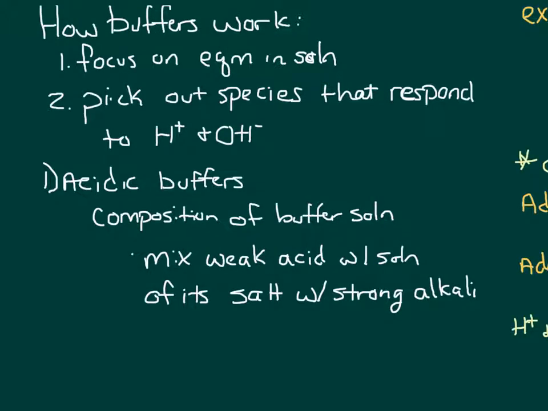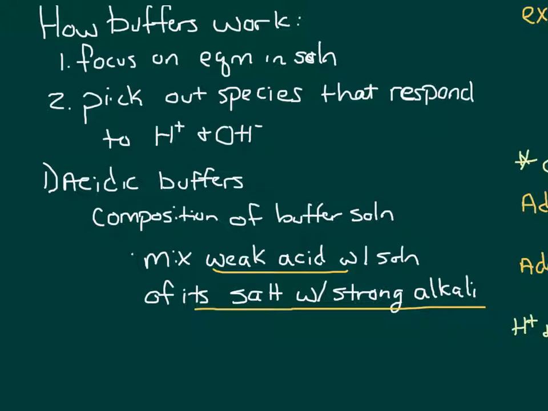How do buffers work? The first thing we need to focus on is the equilibrium equation that occurs in the solution. Then we need to pick out a species that will respond to either the hydrogen ions present or the hydroxide ions present. There are two types of buffers, acidic buffers and basic buffers. An acidic buffer solution is made by mixing a weak acid with the solution of its salt with a strong alkali, like sodium.